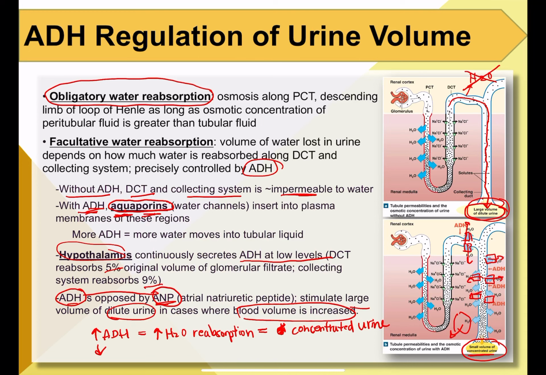Decrease ADH and/or increase AMP is going to cause decreased water reabsorption, and you have dilute urine. Okay, so that's why, when we talked about ADH earlier, if you drink a lot of alcohol, you are actually inhibiting ADH or increasing the amount of natriuretic peptides. That's why after you drink alcohol, you end up peeing more, because you don't have enough of those aquaporins for reabsorption of water.